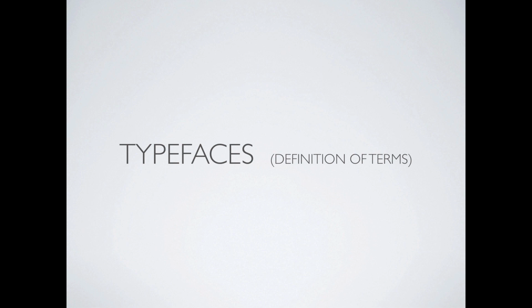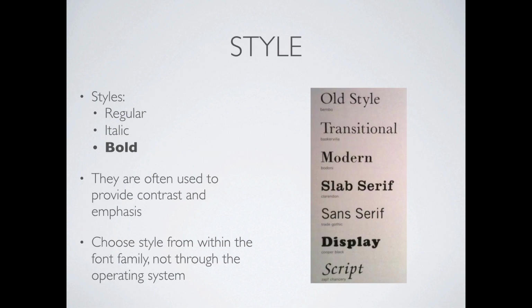So let's start with a definition of terms with typefaces. Some of this stuff you're already familiar with. You've worked in Word before. You know, oh, I need to make something italic. So some of this is self-explanatory. Hopefully I'll give it a little bit more detail here. So we have three basic styles. We have the regular style, which is what the font generally looks like. We have the italicized style, which is the slanted over letters.